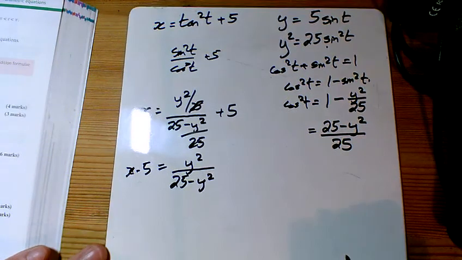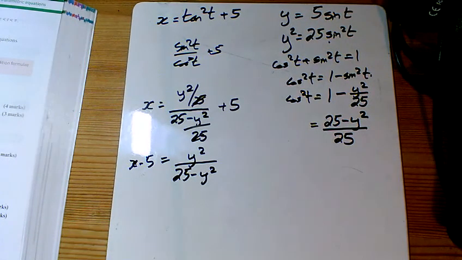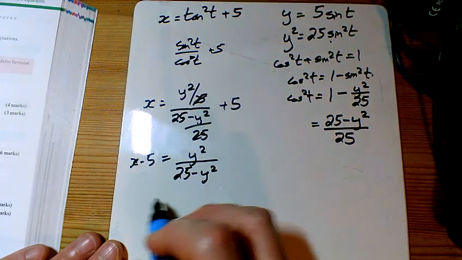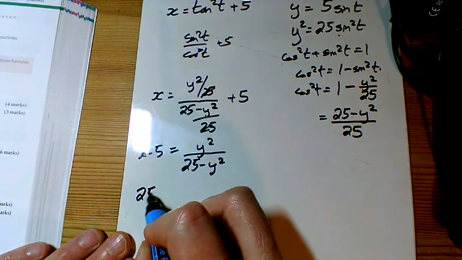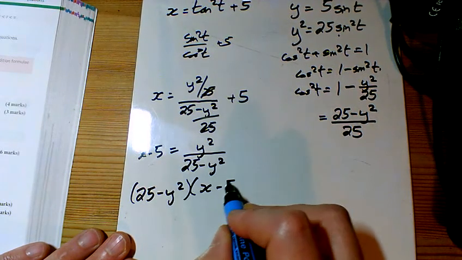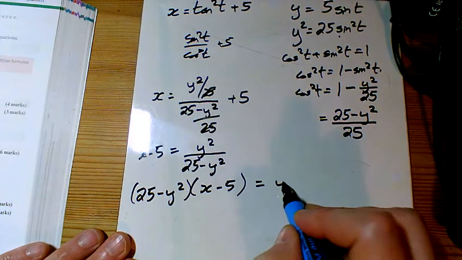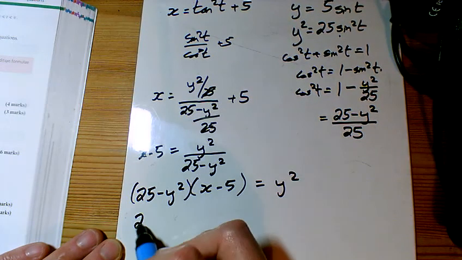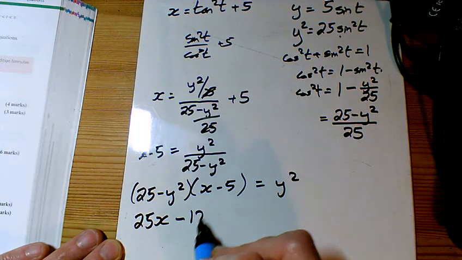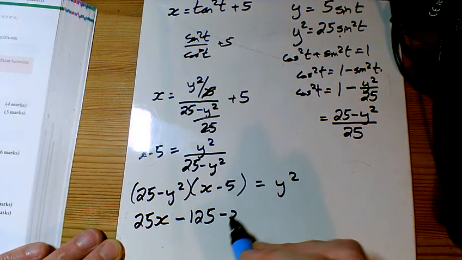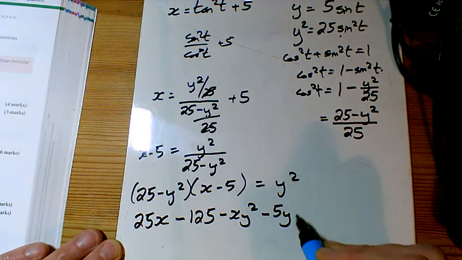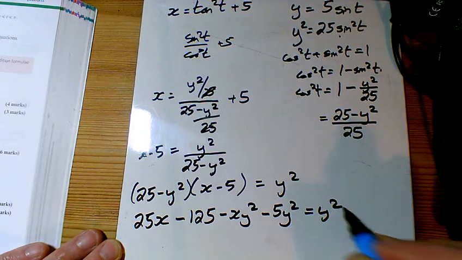We'll just do that. The question said leave it with the y squared on its own though. So we now need to do some tidying up. I'm going to multiply this up here. So I've got 25 minus y squared, lots of x take away 5, equals y squared. I'm going to multiply this out. 25x minus 125 minus xy squared minus 5y squared equals y squared.